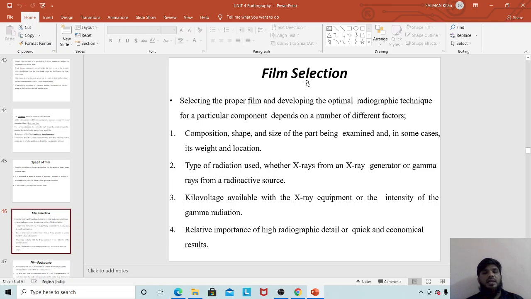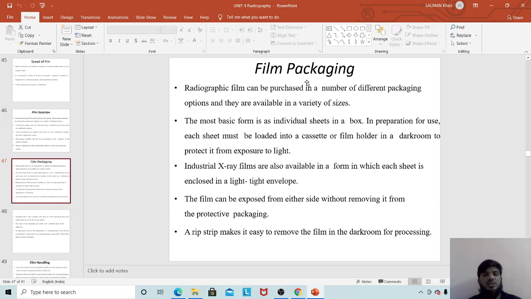The next thing is the type of radiation, whether you are using gamma rays, X-rays, or high capacity gamma rays, or high X-rays or low X-rays, generally we see. Next is the kilovoltage which you are using to generate the X-rays, and the relative importance of high radiography details, that is nothing but economic results, has to be seen.